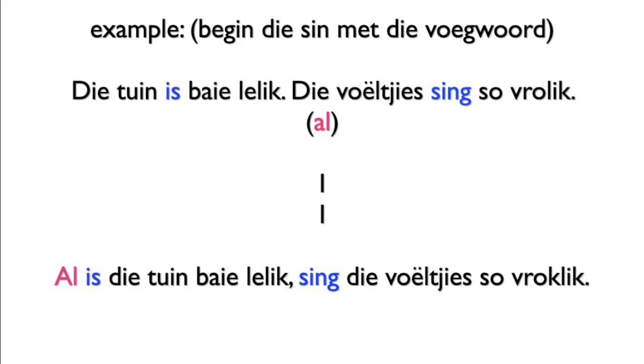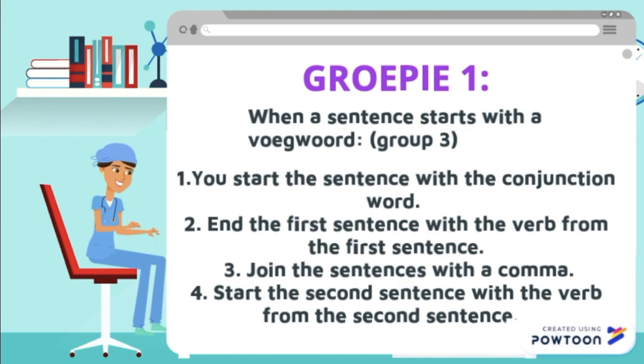Now that we understand this rule in groep 2, we should look at it in groep 3. You start the sentence with the conjunction word, the voegwoord. Then you identify the werkwoord, the verb, in the first sentence and move it to the end of the first sentence. You then join the two sentences by replacing the full stop with the comma. Finally, you identify the verb in the second sentence and bring that to the beginning of the second sentence, after the comma. Let's take a look at some examples.